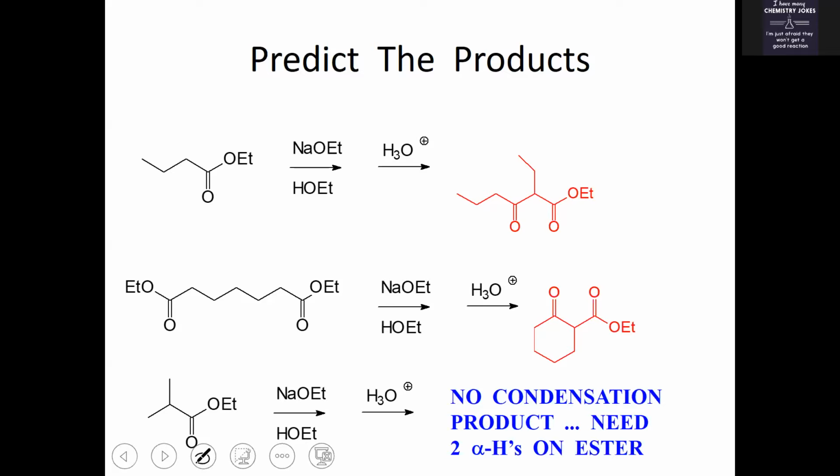Claisen has to have base followed by acid in order to work. Claisen has to have 2 alpha hydrogens, mix the ester in with base, and then it's going to need acid as a workup step to make sure that you get a neutral product in the end.